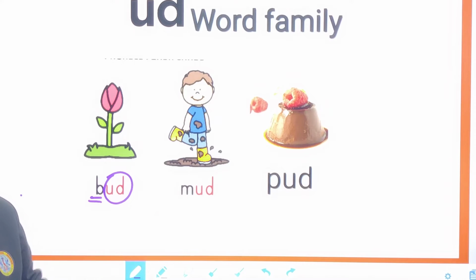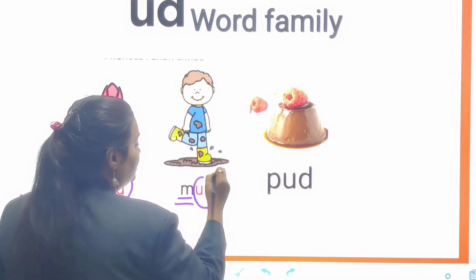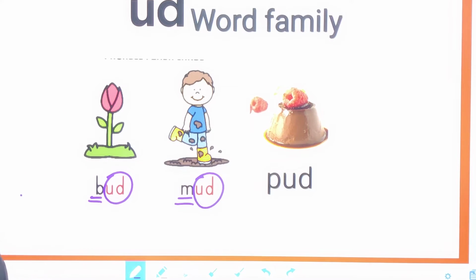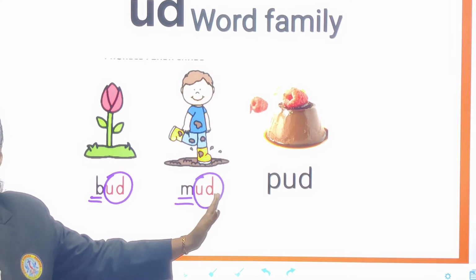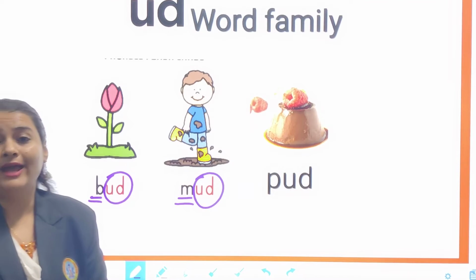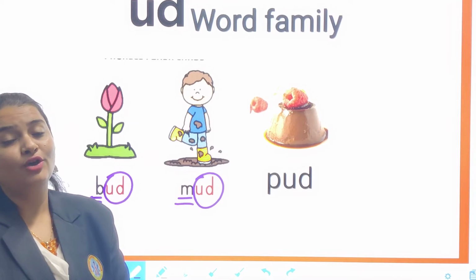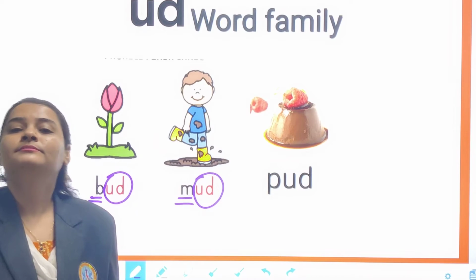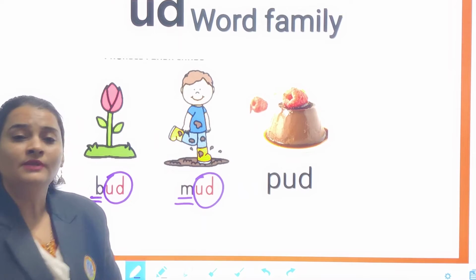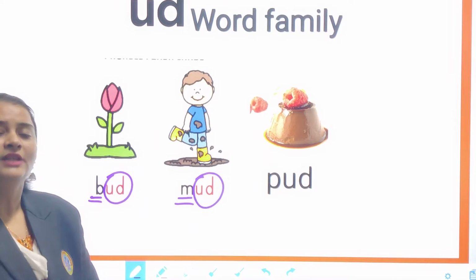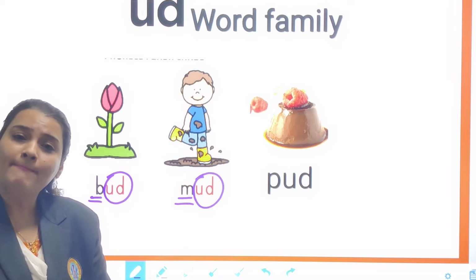Then next one is, if we join letter M with this UD two-letter word family, then it will make M-U-D, mud. Because what is the phonic sound of letter M? My tummy is full. So, M-U-D, mud, mud, M-U-D, mud.